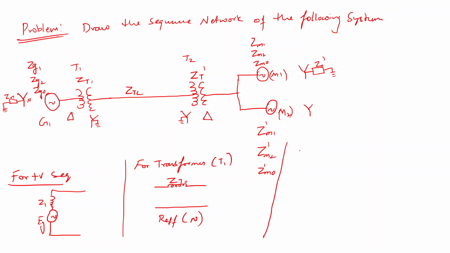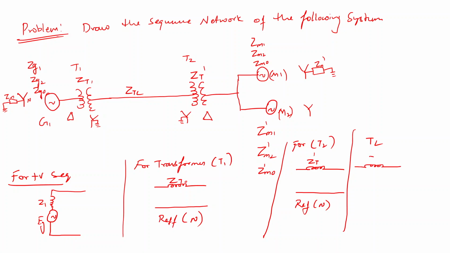Similarly, for T2 we need to draw. Here also it will be the same, ZT dash or ZT2 we can put, and the reference is neutral. And similarly for the transmission line, TL, we get ZTL and the reference is again neutral. So this is the positive sequence for all the elements we have taken.